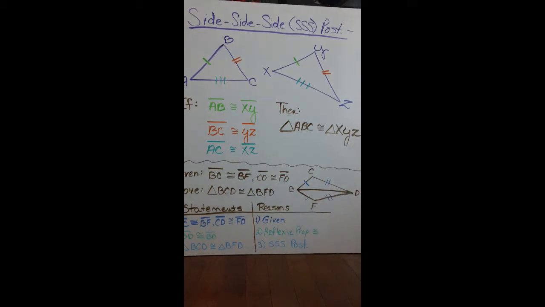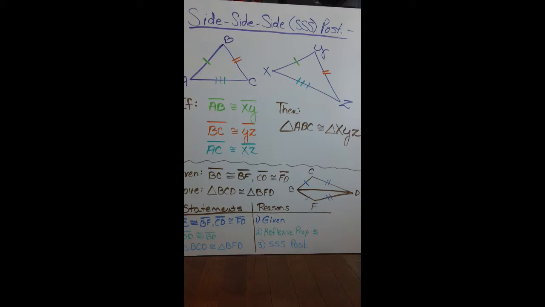We have to prove that these two triangles in this picture are congruent to each other. So our first statement is side BC is congruent to side BF, which we marked, and side CD is congruent to side FD. First reason is given. Now if I look strictly at the picture, what I have is side BD, which is in both triangles. Well, the reflexive property allows us to state the side BD is congruent to side BD. So that's our second statement and reason in our proof.